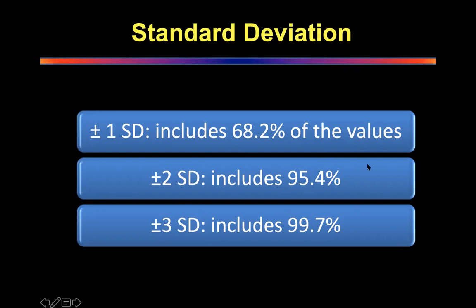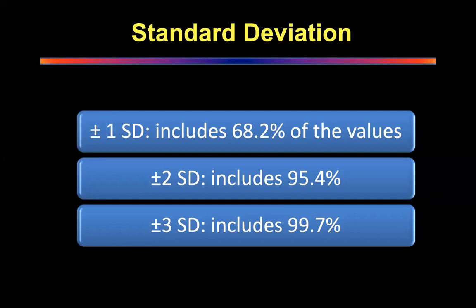68.2, 95.4 and 99.7. Very often they will ask you an MCQ saying +2 standard deviation represents 93.6%, 94.7%, 95.4%, 96.7%. And if you haven't memorized this number, you will not be able to pick the correct answer. It's very confusing when you're in an exam. So these three numbers have to be remembered by heart.